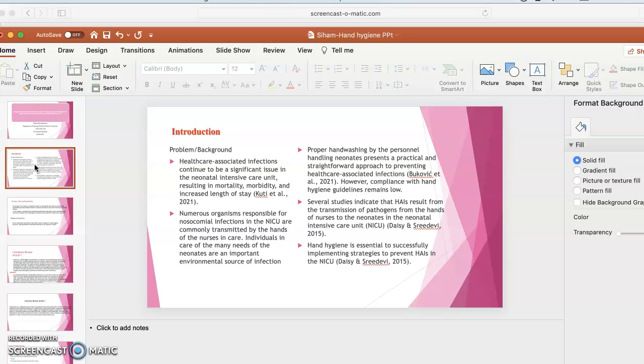However, compliance with hand hygiene guidelines remains low. Several studies indicate that hospital-associated infection results from the transmission of pathogens from the hands of nurses to the neonate in the neonatal intensive care unit. Hand hygiene is essential to successfully implementing strategies to prevent hospital-associated infection in the NICU.